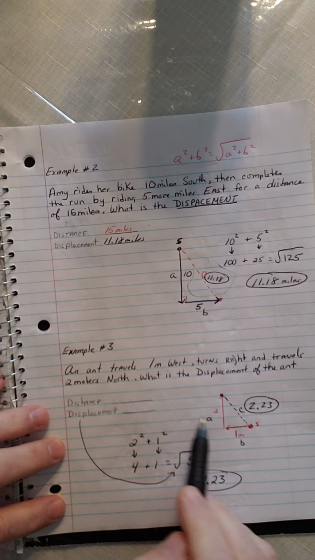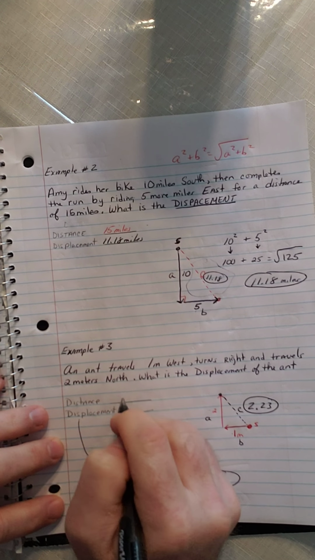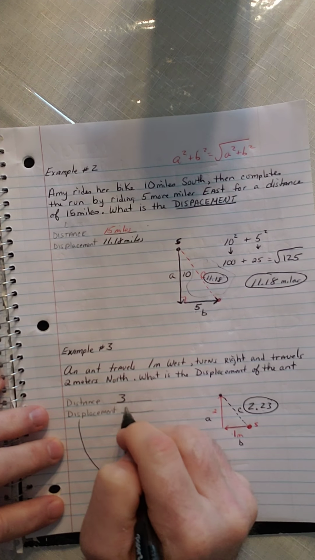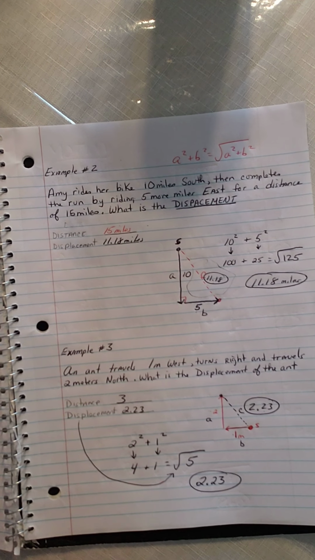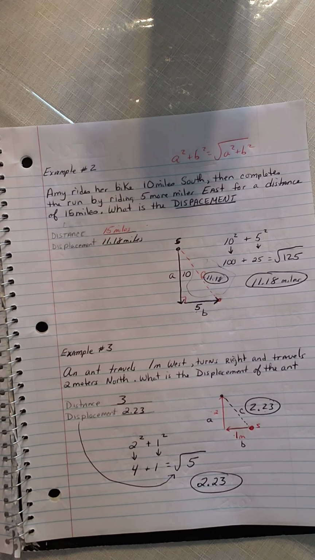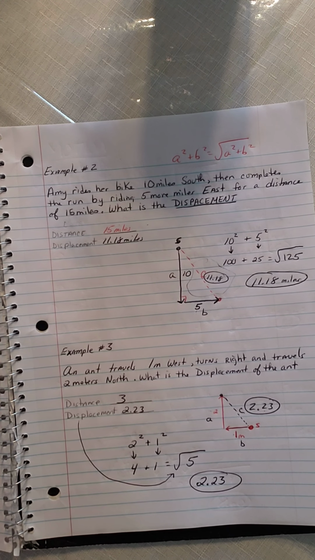And again, look at my distance. 2 plus 1 was 3. My displacement, 2.23. So again, the shortest distance between 2 points is a straight line.